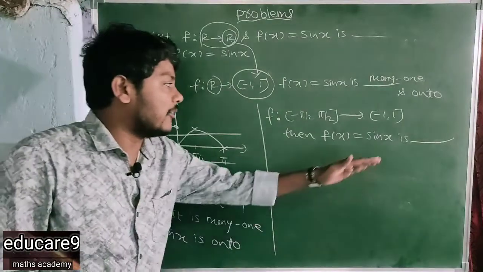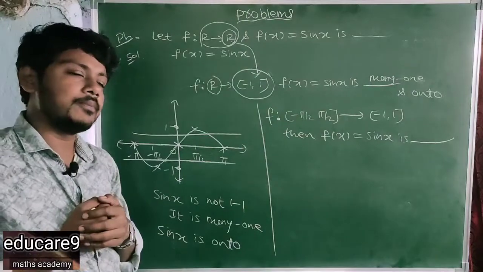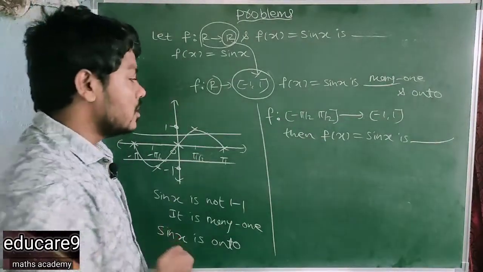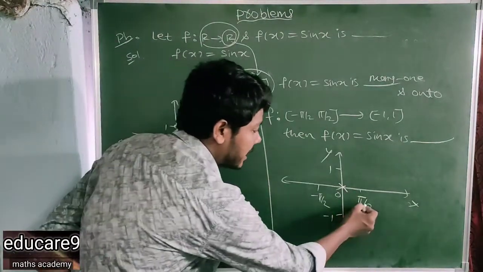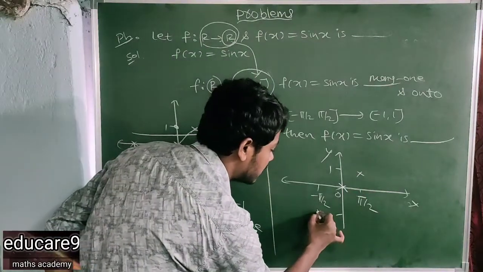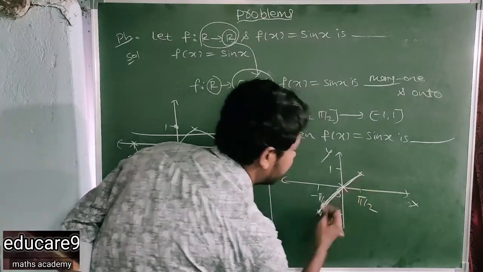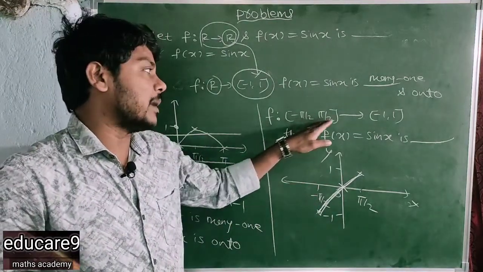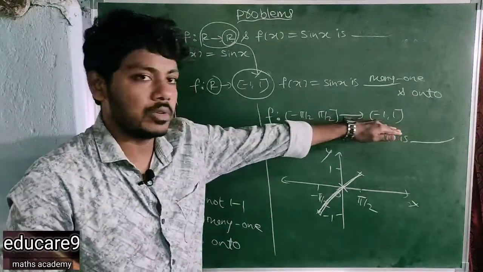So here draw the graph of sin x. Here what is the domain? Minus pi by 2 to pi by 2. And codomain is minus 1 to 1. See here. Now sin 0, 0. And sin pi by 2, 1. Sin minus pi by 2, minus 1. So this is the graph of sin x between the interval minus pi by 2 to pi by 2, with range minus 1 to 1. This is the domain and this is codomain.